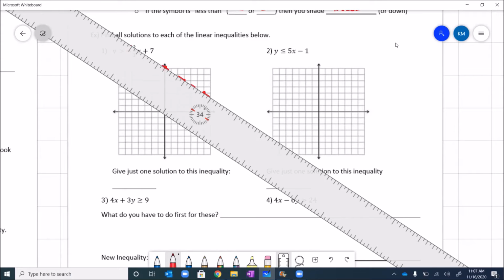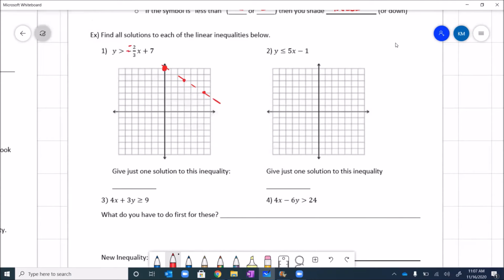Just indicating that I know that my line is not a part of the solution. Okay, and so I have that, and then I'm going to shade above because it's greater than. So here are where my solutions are.